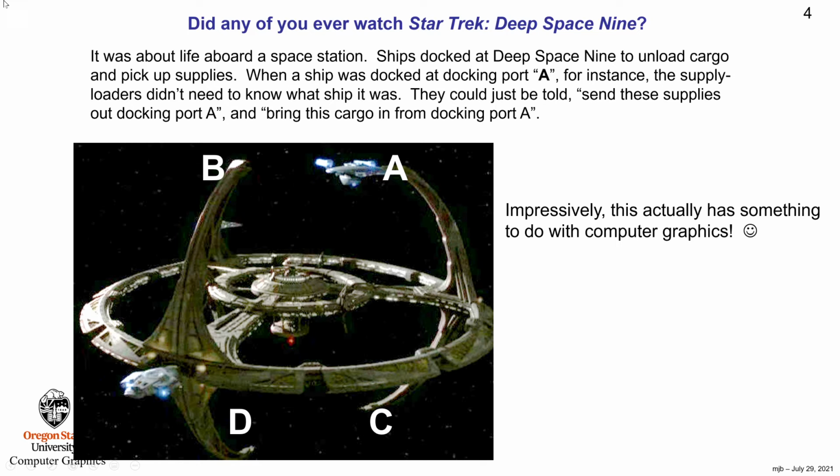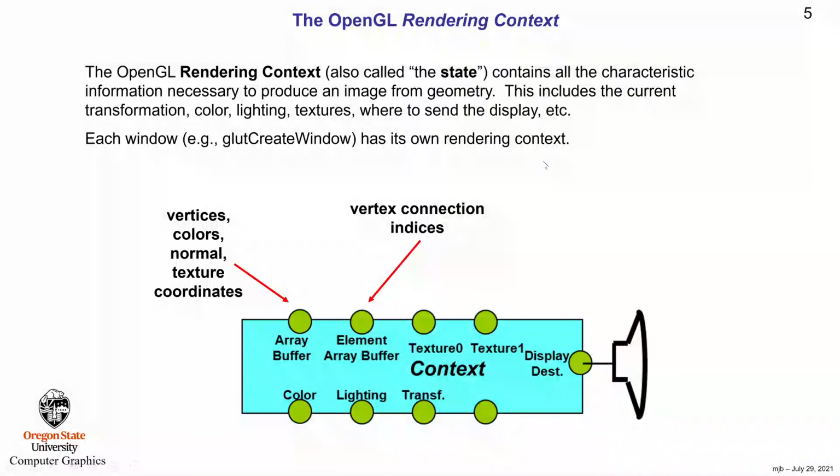Okay, now, surprisingly, this does have something to do with computer graphics. Did you ever see the Star Trek series, Star Trek Deep Space Nine? It didn't take place on a ship traveling through space. It was a space station. And they did a lot of unloading cargo, picking up supplies as good space stations should do, and there were docking ports. Okay, and so when a ship wanted to come by, it would dock at port A, and they didn't have to say, go service the name of the ship. They said, go to port A. Whoever's at port A, load these supplies, take these products in. Yeah, it was easy.